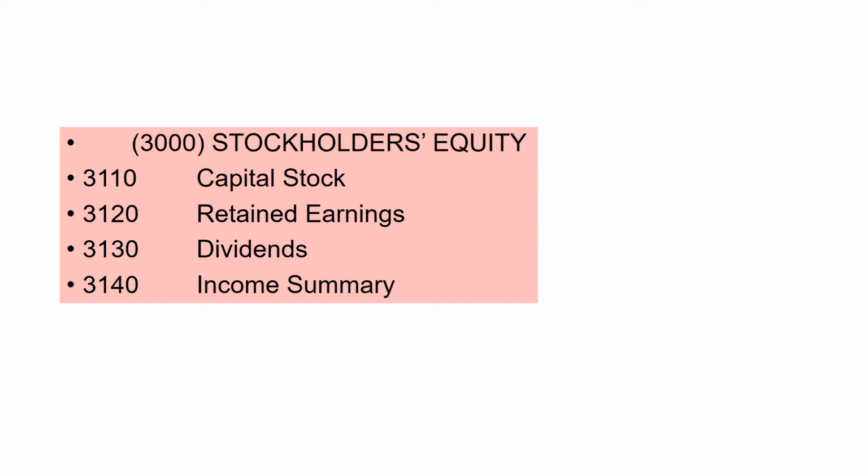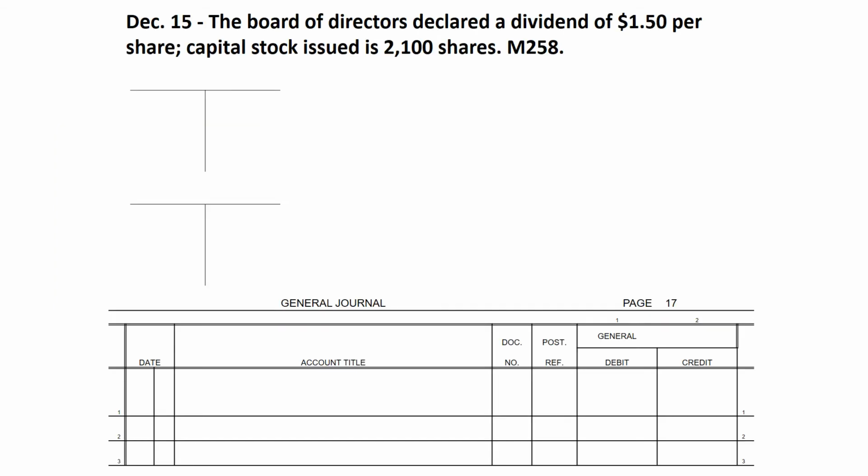Income summary, you don't have to worry about that. You might remember it back in the first chapter when we closed all our accounts. That's just our little quirky bird that we use to close accounts. We won't worry about that.